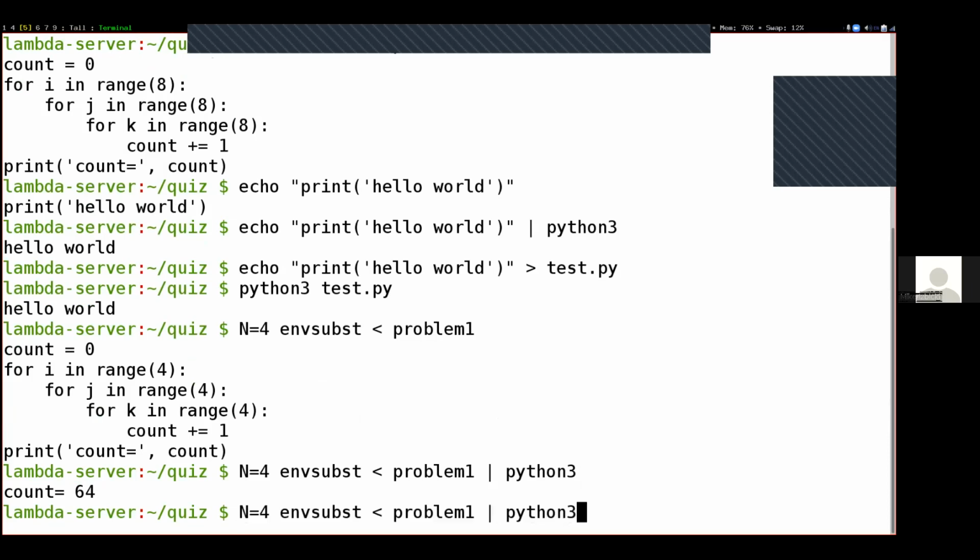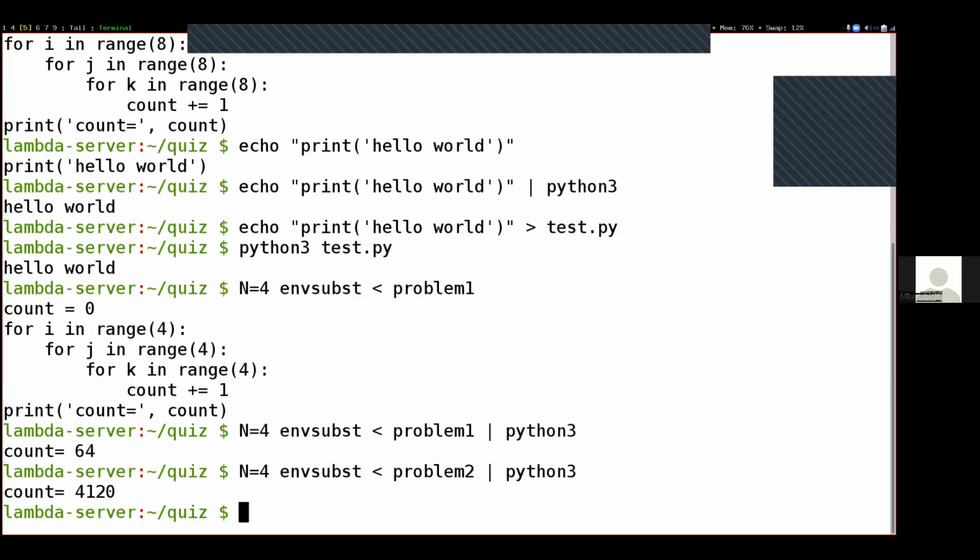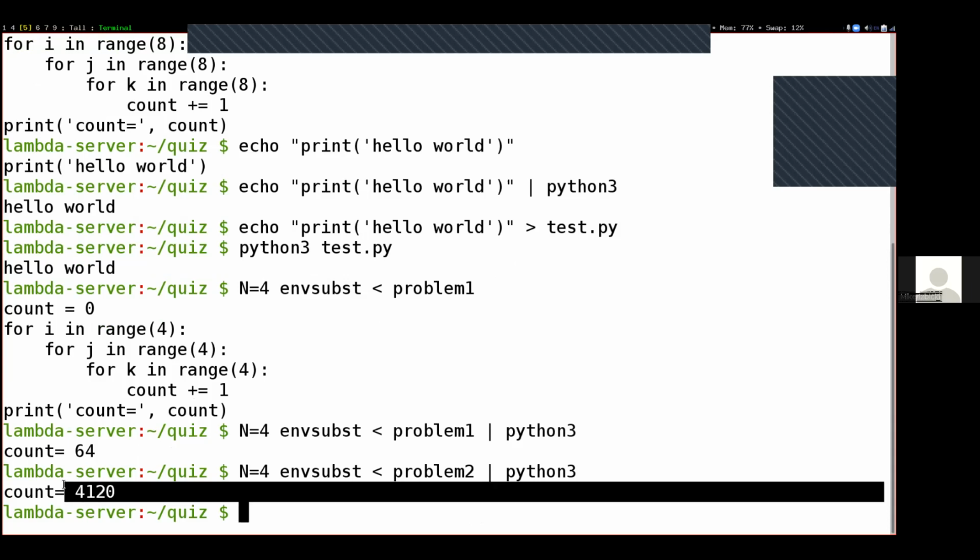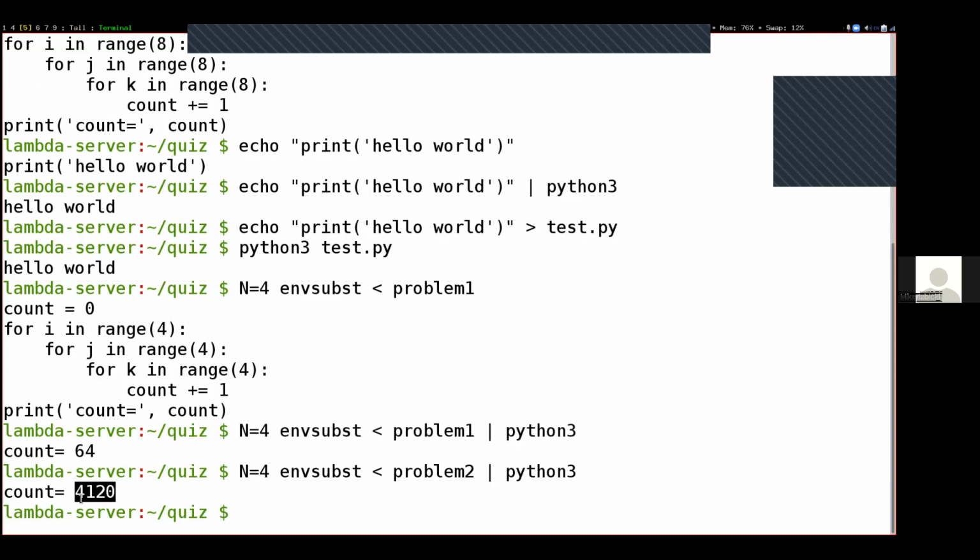We'll do the same thing on problem 2 right here, and we'll run that and see what the right answer was. The right answer was 4,120. If you did get that, then good job with your arithmetic. But again, not graded, so it doesn't matter if you missed that.